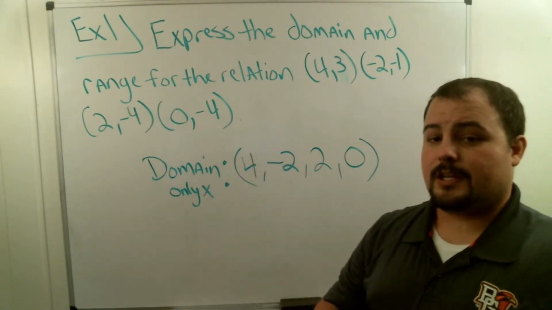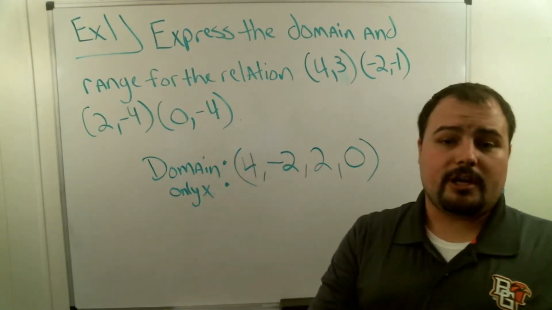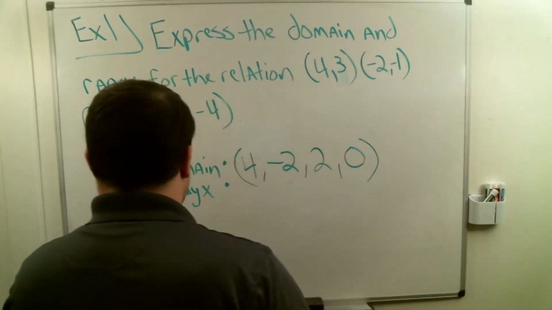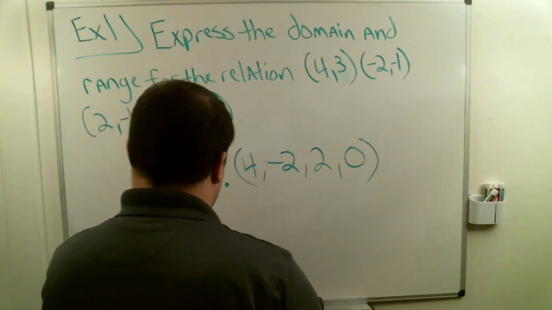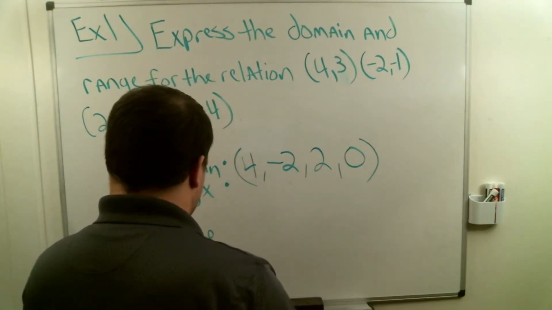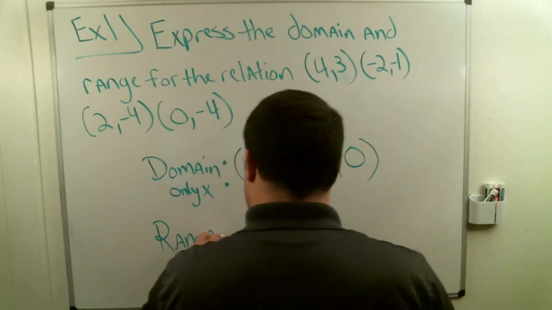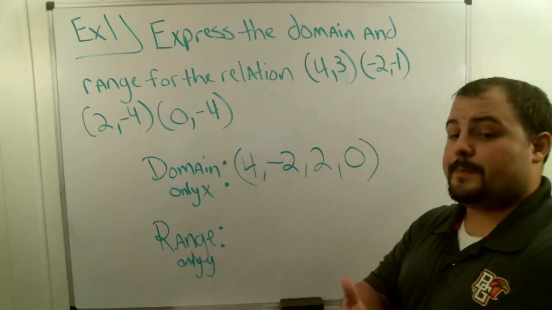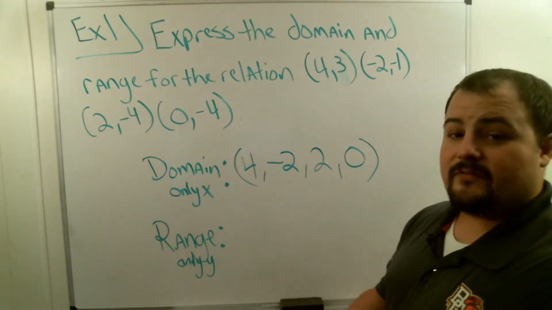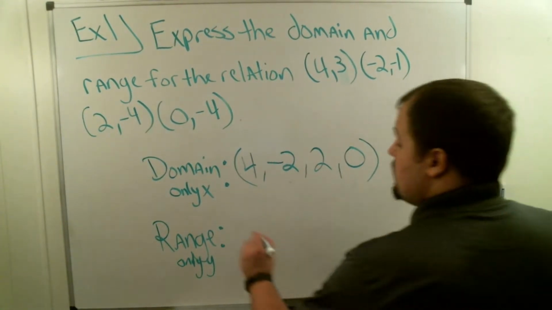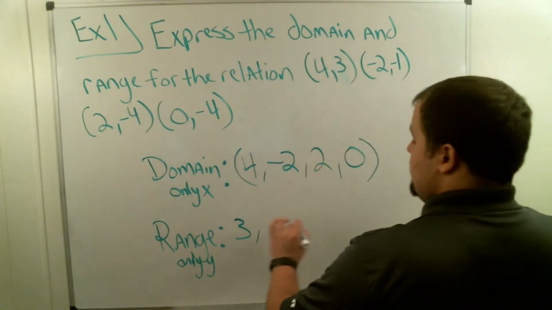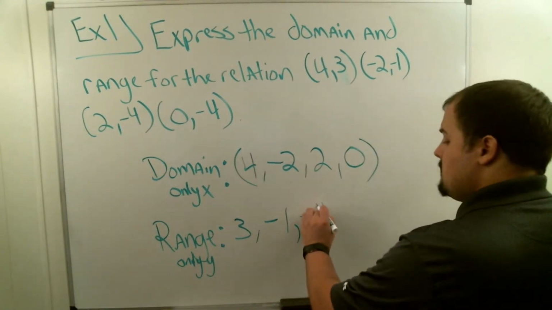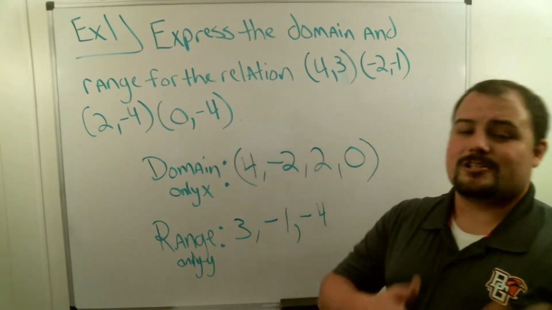So hopefully you're thinking that if domain is all the x values, then range is all the y values. And you're absolutely correct if that's what you're thinking. So let's go ahead and write the word range. And that's only your y values. So what you do is you look at all these ordered pairs, and you write down only the y values, and that's your range. So 3, -1, and -4. And I don't think I have to write -4 again because I've already got -4.